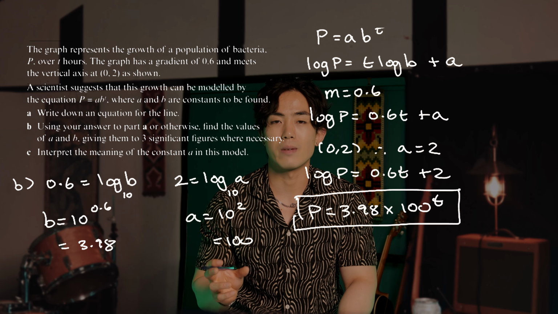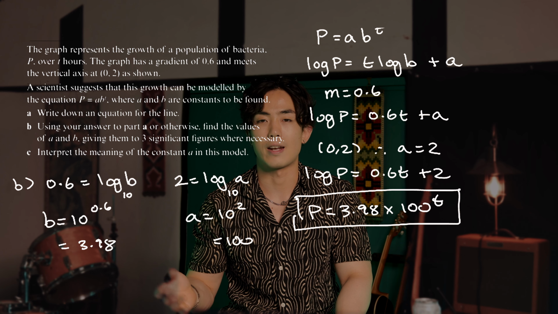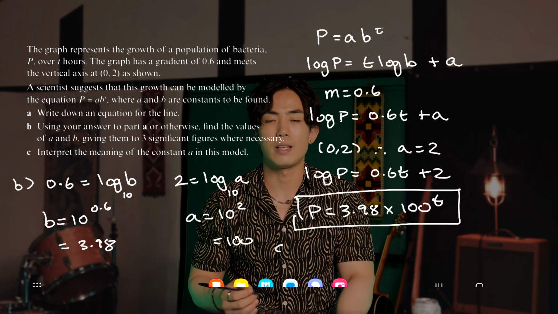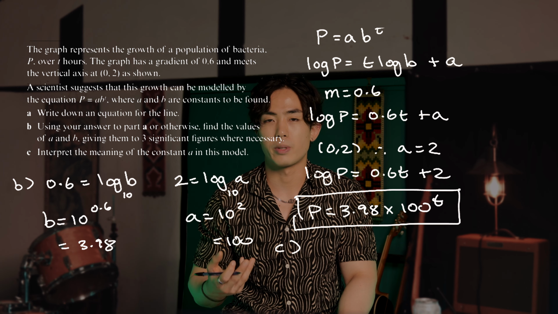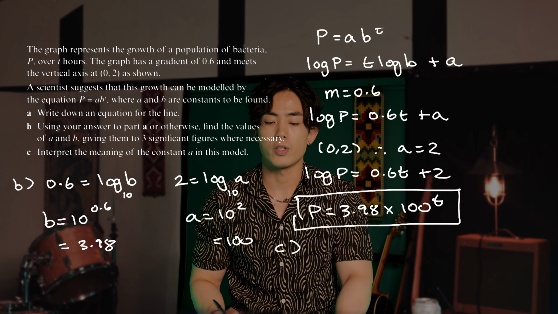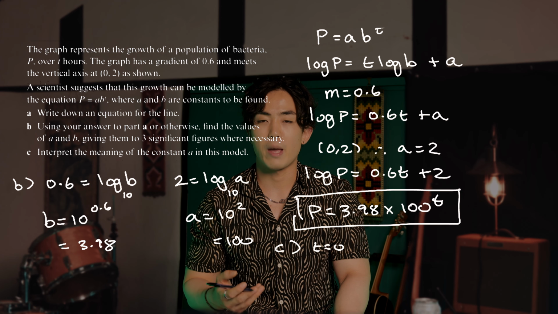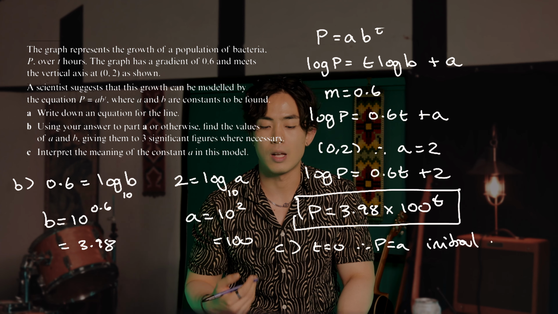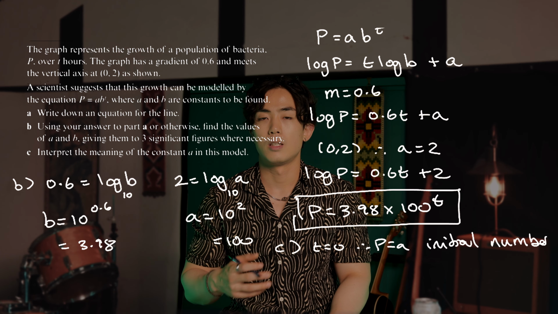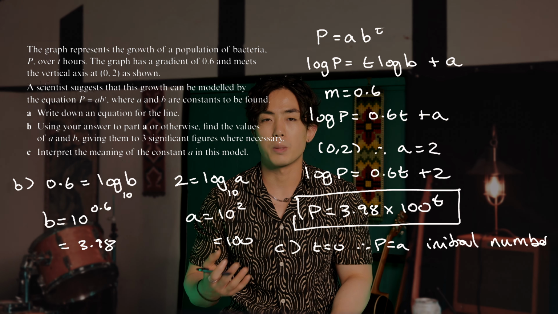That's how we get the a and b values using this straight line equation. And finally for part C, this is more of an interpretation question. They're asking, what does the constant a mean? Well, p is a when t is 0, so it's just the initial number of bacteria in this case. Modeling comes up a lot in past paper questions on exponentials, so I would highly recommend trying a lot of these types of questions.